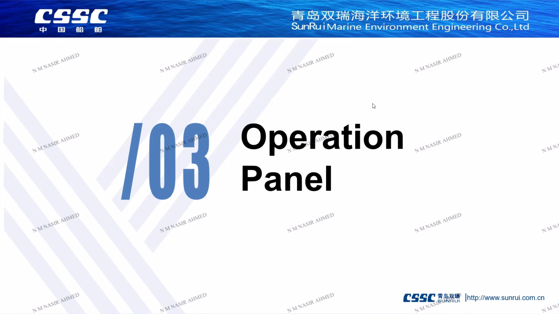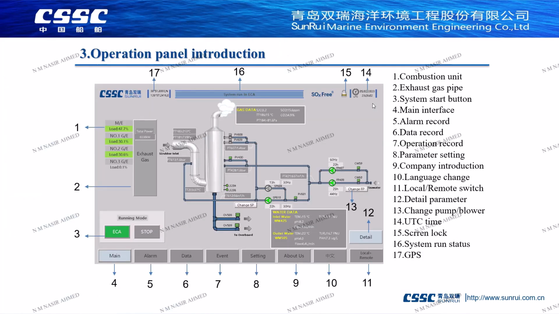Next we introduce the operating interface, which is the main interface of our system. It mainly includes the first part, the various parameters of each combustion unit.